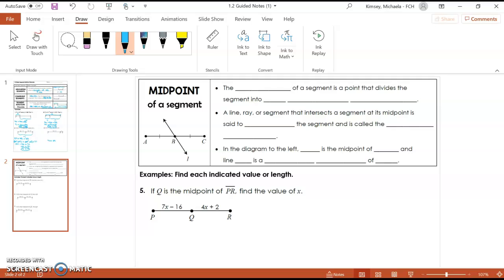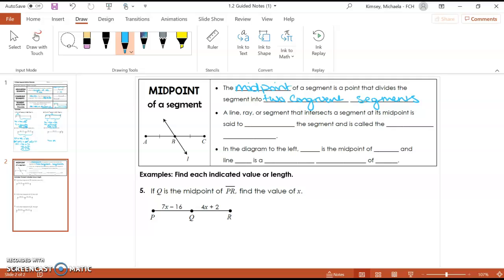So midpoint of a segment. So when we're finding the midpoint of a segment, this is when we can cut it into two congruent segments. So the midpoint of a segment is a point that divides the segment into two congruent segments. Right, midpoint, middle, think that. So it's just cutting it in half, basically.